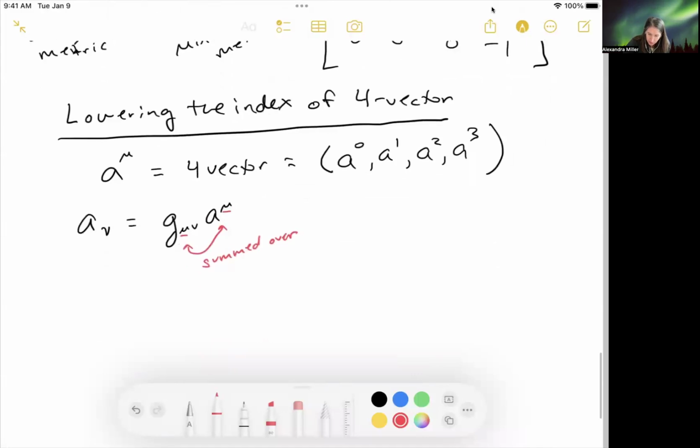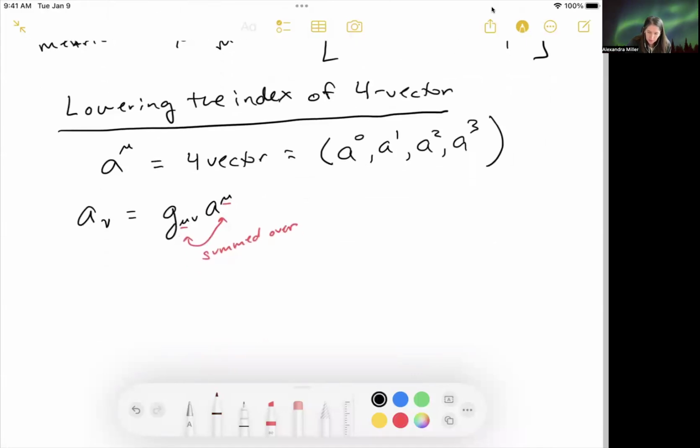I don't really want to go through all the details of this, but just to make sure you really understand this concretely, let's consider the case where our nu index is our x component.